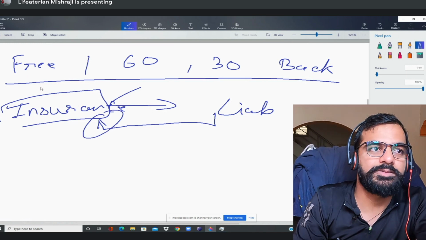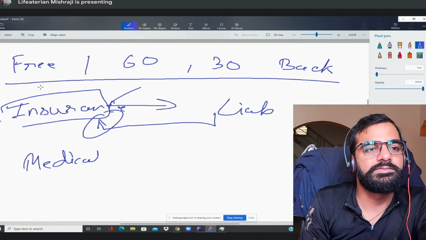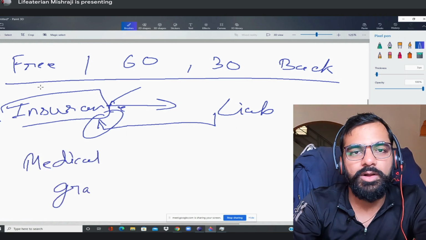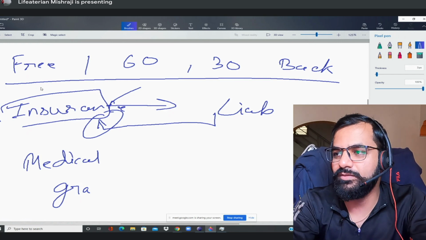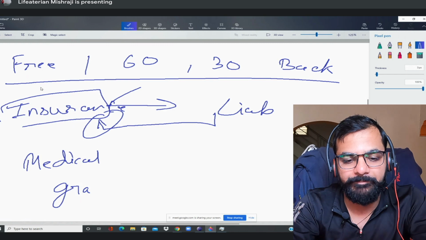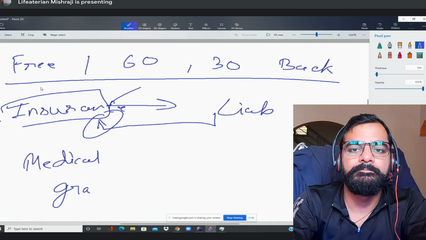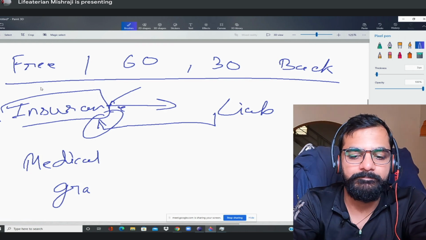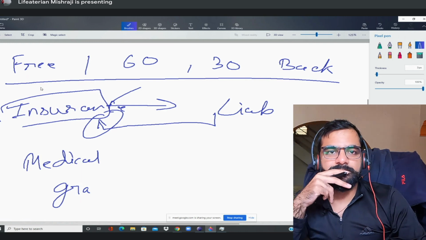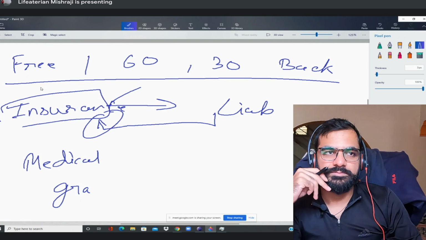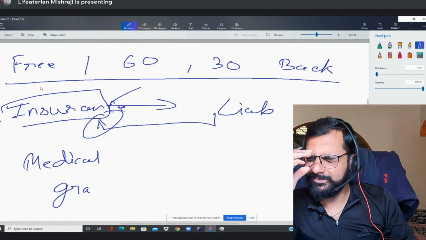Medical insurance companies, gratuity, all these are part of the provisioning or liability items which you have to check into. Any doubts here? No doubts?